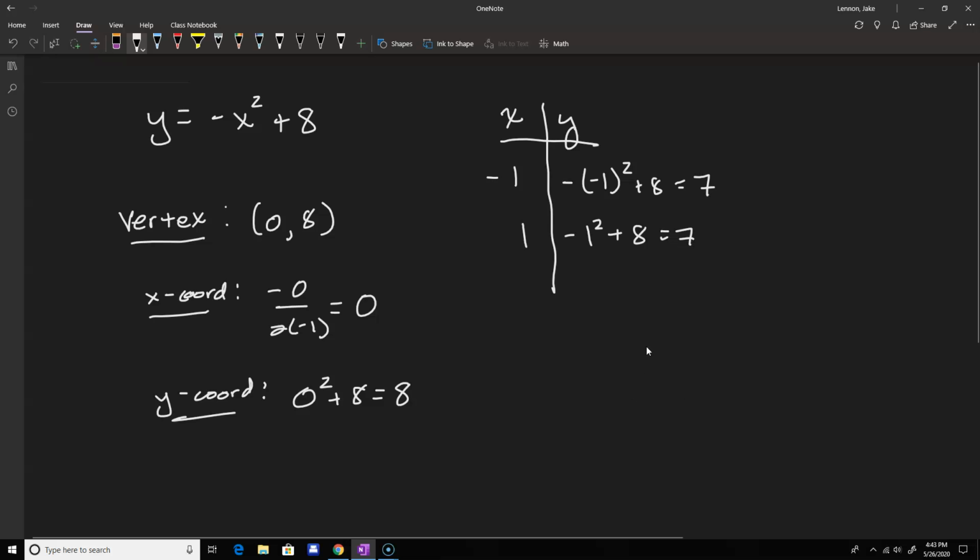So I have 3 points that I can graph, namely my vertex, which is (0, 8). Then I'll have (1, 7) on this side, (negative 1, 7) on this side, and I get my parabola. So we just need to figure out how to do that on the graphing tool.